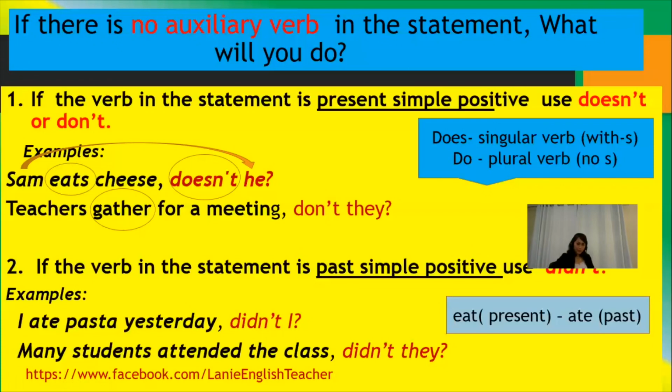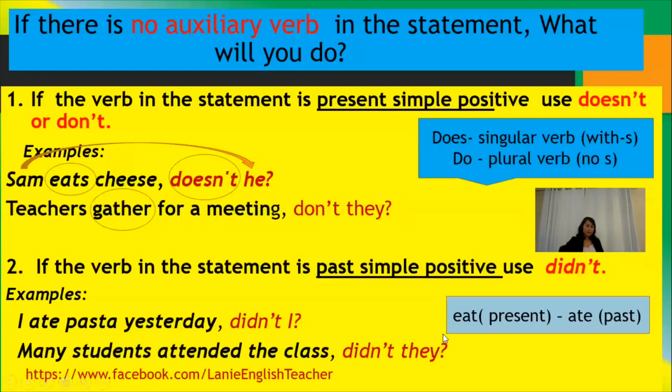Now, back to the rule. The statement teachers gather for a meeting is a positive statement. So we use a negative tag. So it begins with don't. So don't they? The pronoun they here is used in place of the subject teachers in the statement. So again, teachers gather for a meeting, don't they? I hope it's clear to you.